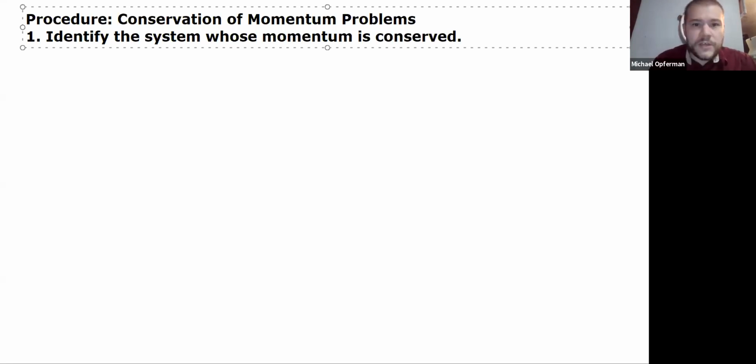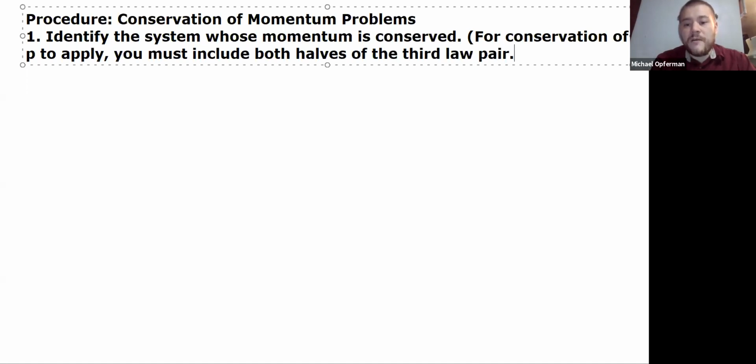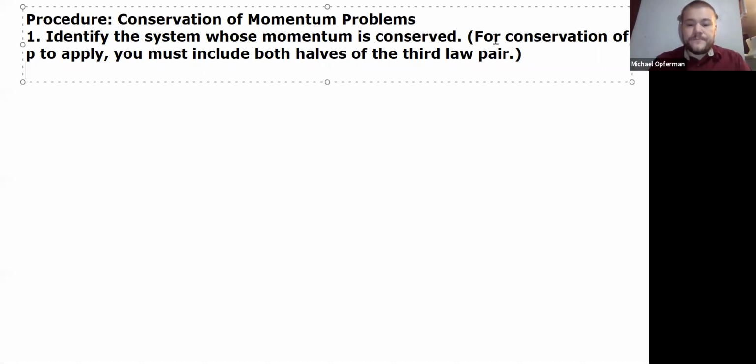If you want conservation of momentum to apply, let me write this down: for conservation of momentum to apply, you must include both halves of the Newton's third law pair. You must include the action and the reaction, as people would say. You must include both of the objects that are interacting. Otherwise, it is of course possible to change the momentum of an object if you're not looking at the other object. So you have to be watching both objects whose momentum is changing.